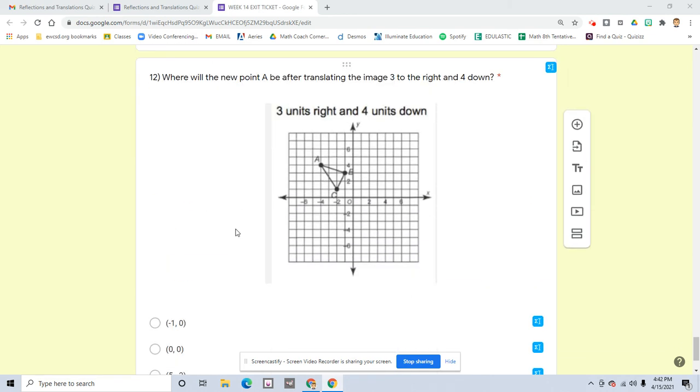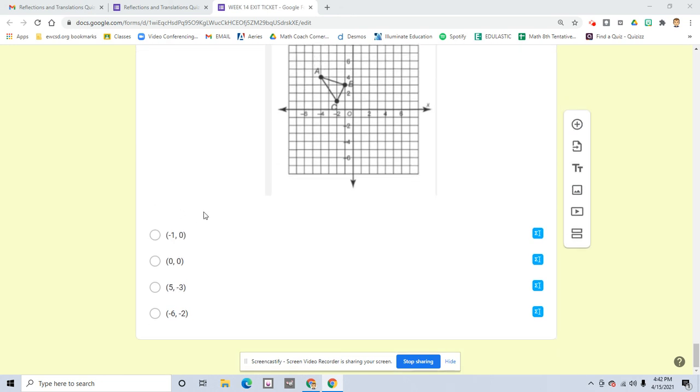And this last one, which will be the new point of A? Okay, 3 units to the right, 4 units down. Okay, do the best you can, get this done, so you get attendance credit and you also get your grade up.